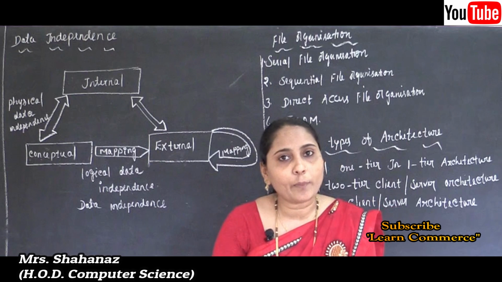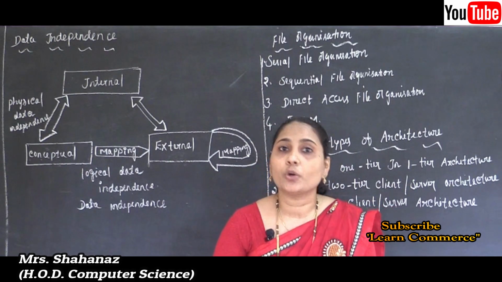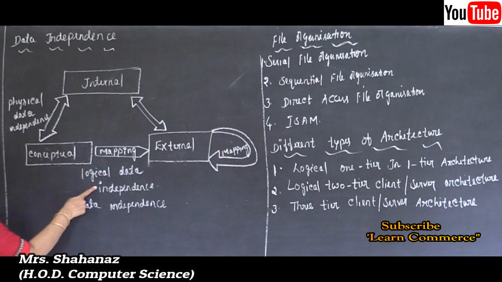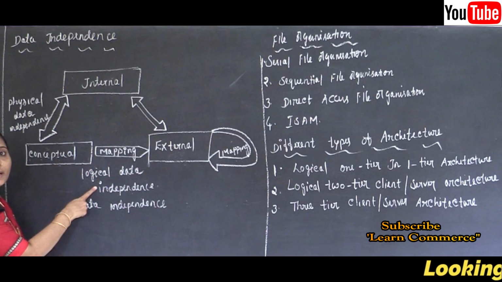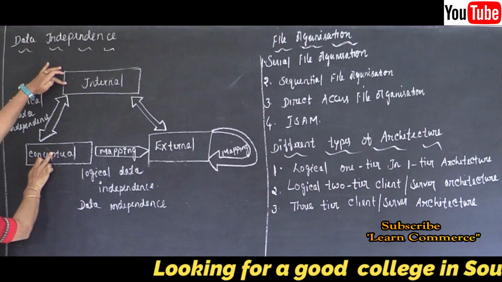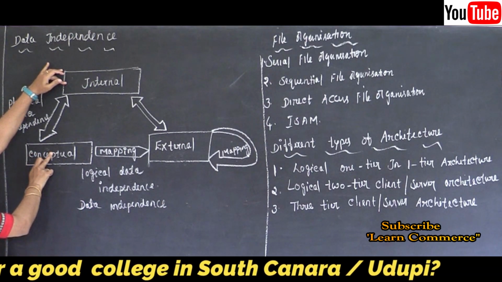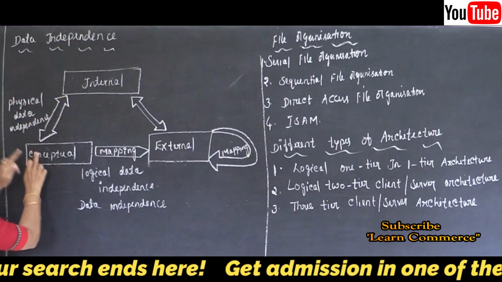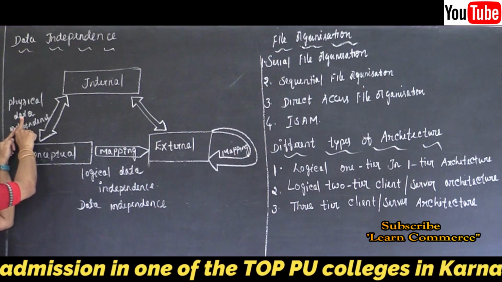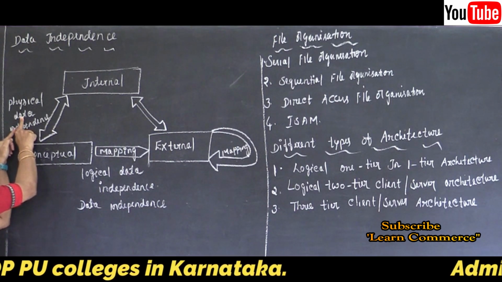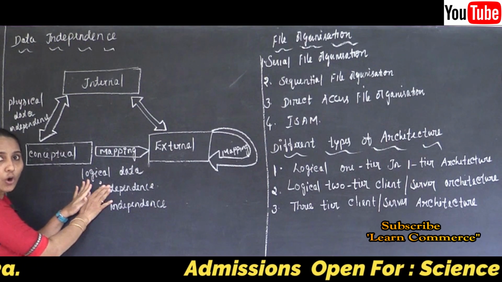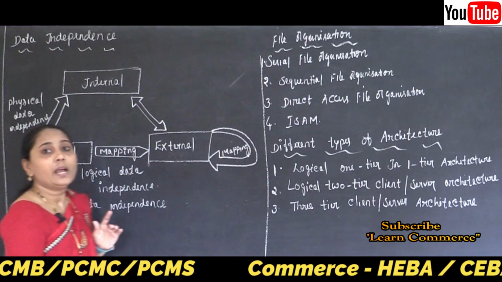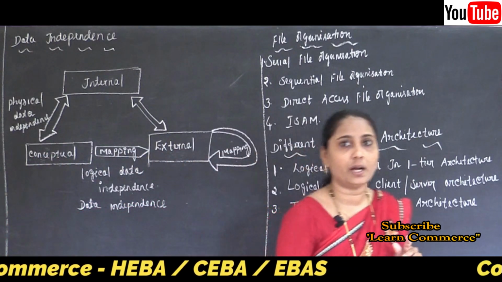So what are the two types of data independence? One is called physical data independence and the second type is called logical data independence. Physical data independence means some changes happen between internal and conceptual levels. And next, when some changes occur between conceptual and external levels, that is called logical data independence here.